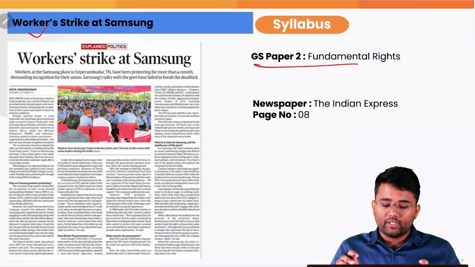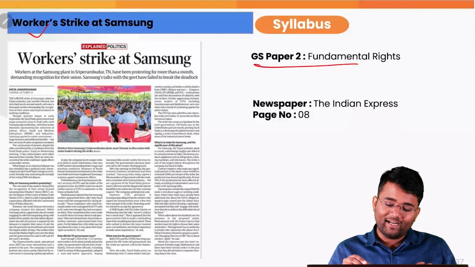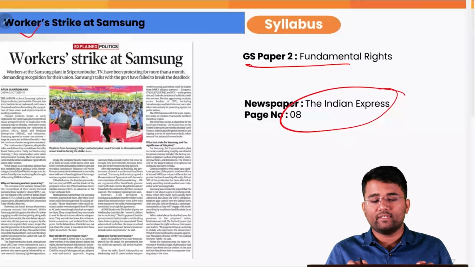Next topic is the workers' strike at Samsung. This particular topic pertains to the syllabus of your GS Paper 2, fundamental rights, and this has appeared in today's The Indian Express, page number 8.